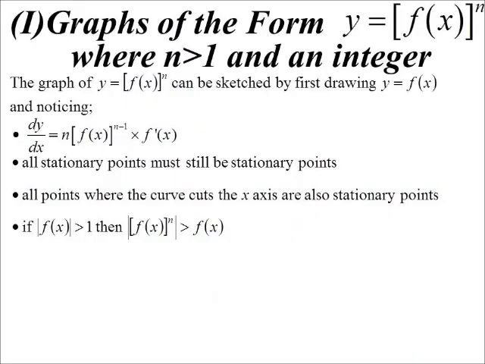Now 1 becomes a key point, because when you square 1, you get 1. So we know that point remains on the curve. But of course, if we have a number that's bigger than 1, I'm just talking about the magnitude here, then the curve's going to get bigger. So it'll be above the original graph. So whenever the original graph was above 1, my new graph will be above the original graph. But whenever the original graph was less than 1, my new curve will be below the original graph. Because when you square a number smaller than 1, the number gets smaller.